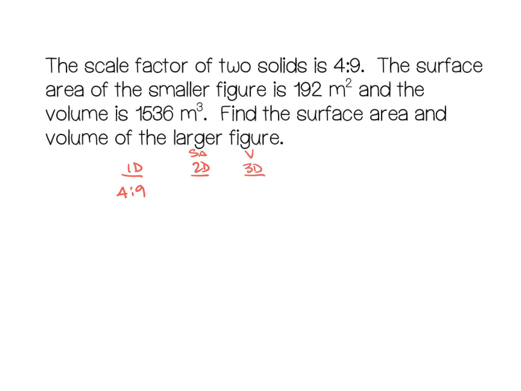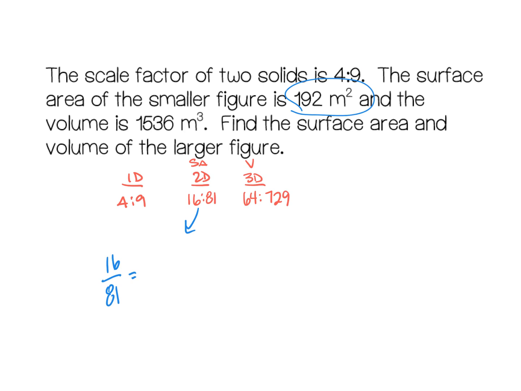So my 2-dimensional ratio is 4 squared to 9 squared, or 16 to 81. My 3-dimensional ratio is 4 cubed, which is 64, to 9 cubed, which is 729. These are the ratios I'm going to use. Let's first start with surface area. They're telling us the surface area of the smaller figure is 192, so I'm going to use my 2-dimensional ratio. 16 to 81 is equivalent to 192 over x.